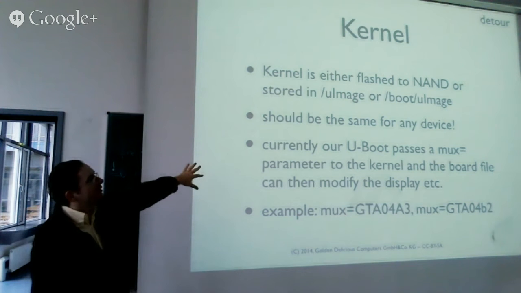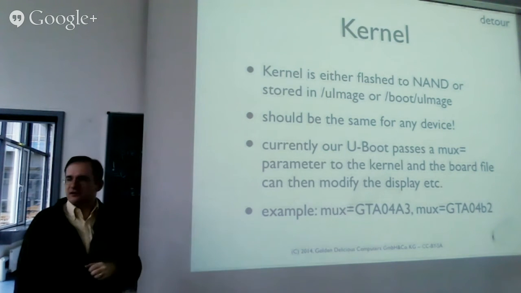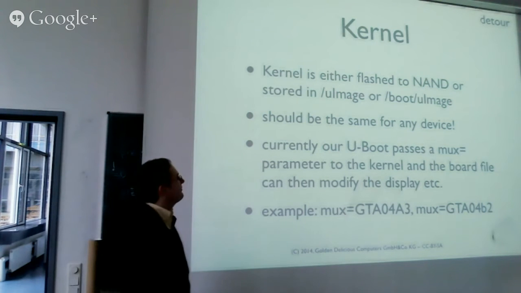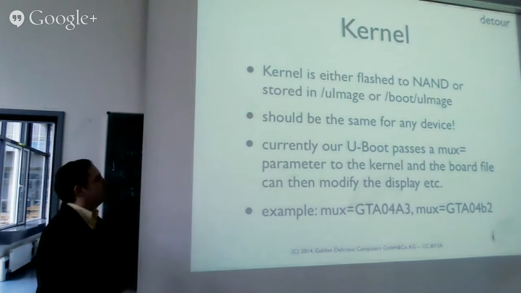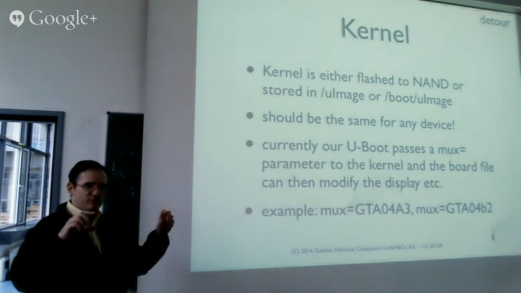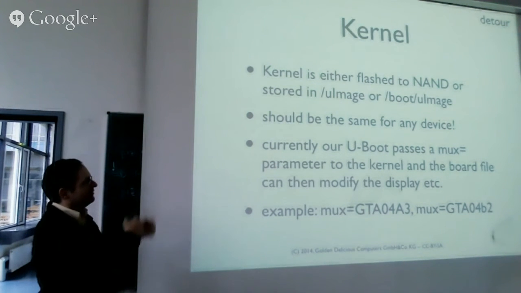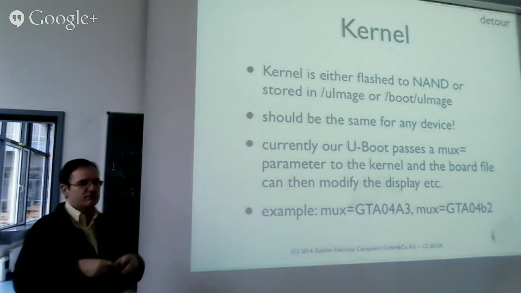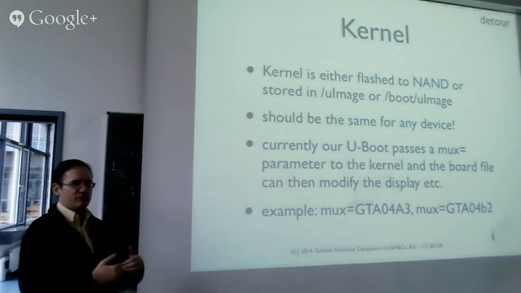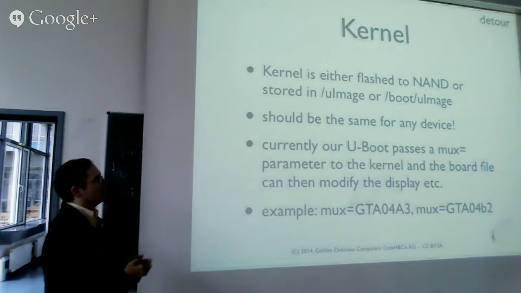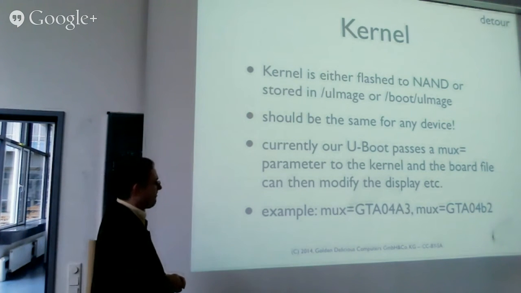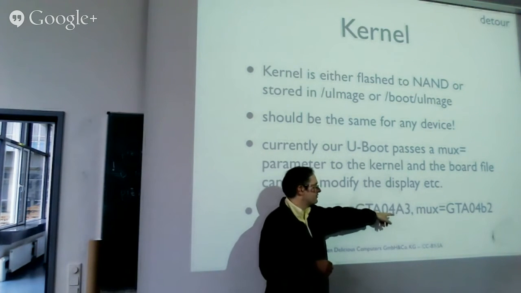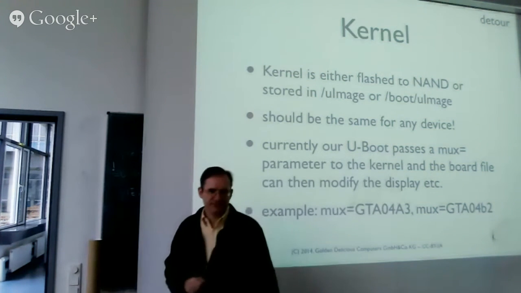And well, this was the plan. Now it is already done. Therefore, here it's what currently means before it was done. The U-Boot did pass a parameter in the boot command line about the multiplexing of the GPIOs, so that it was possible for the kernel to find out on which device it was booted. So it did say multiplex is GTA04 A3 or B2 or whatever.